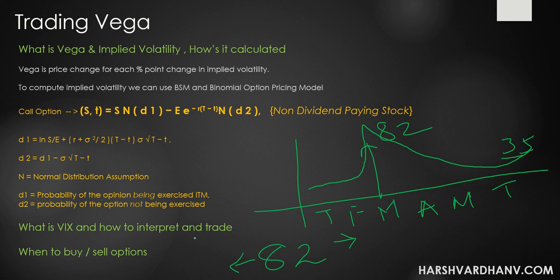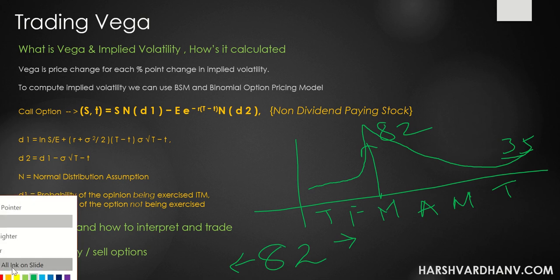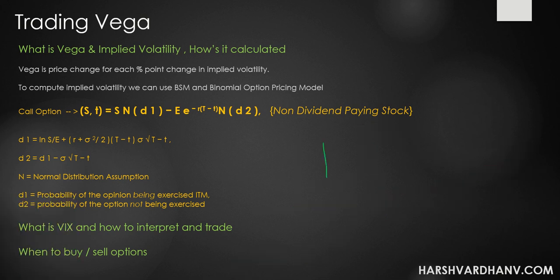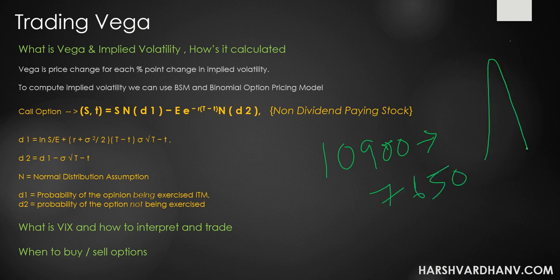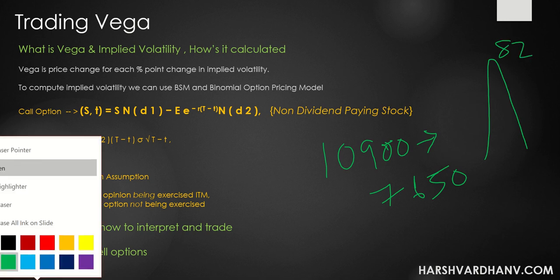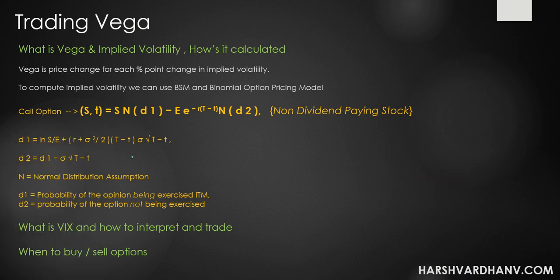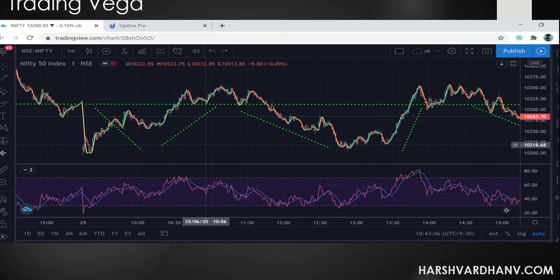So why did it go to 82? Because we all know what happened in the month of March. The Sensex and the Nifty saw a huge fall, and the Nifty went from 10,900 to 7,650 in the month of March itself. And that is why the VIX is showing a value of 82 in March. Now how do you interpret and trade VIX? So interpretation, I've told you that the higher the value, the more volatile is the market and the more volatile is the expectation of the market. Let me take an example from yesterday's trade.